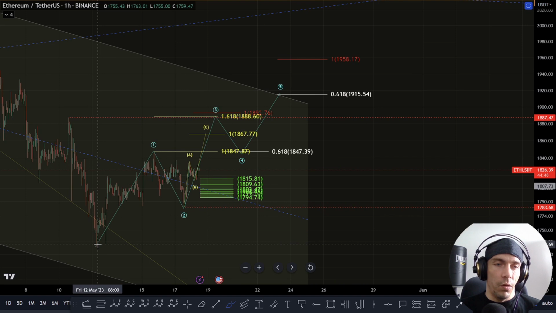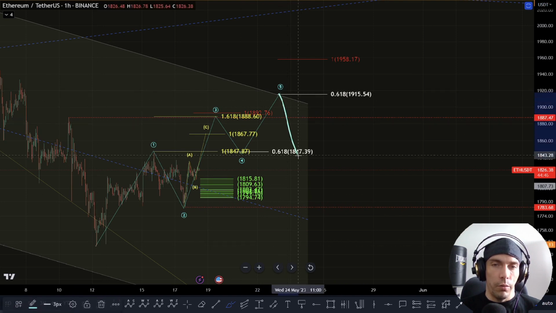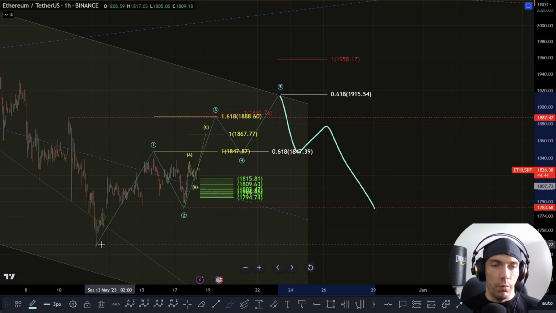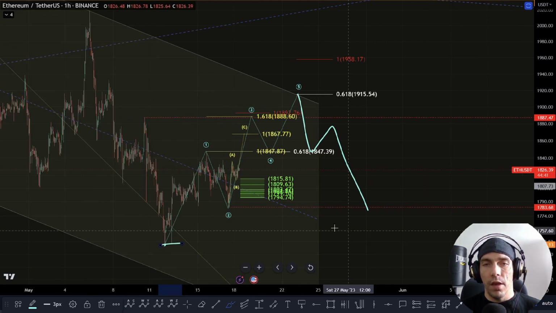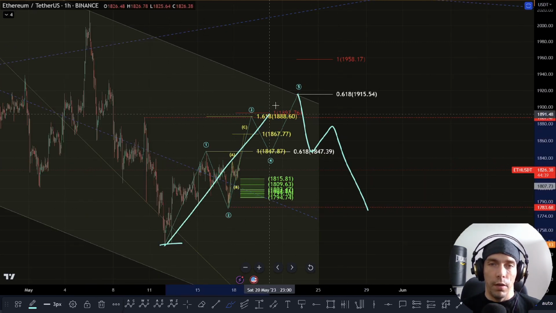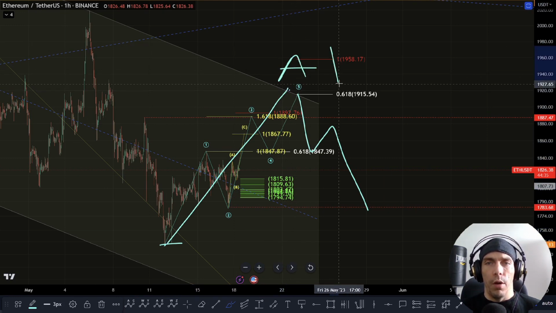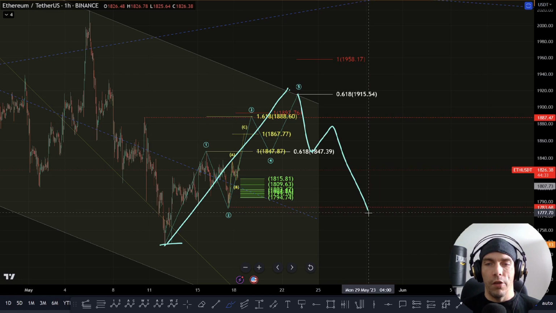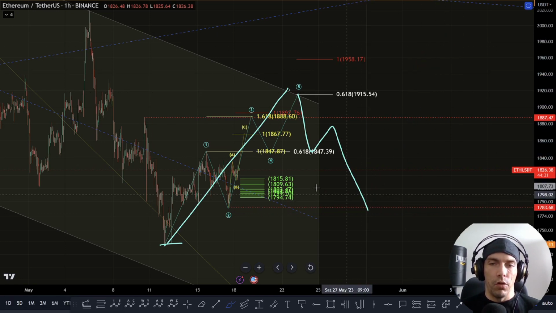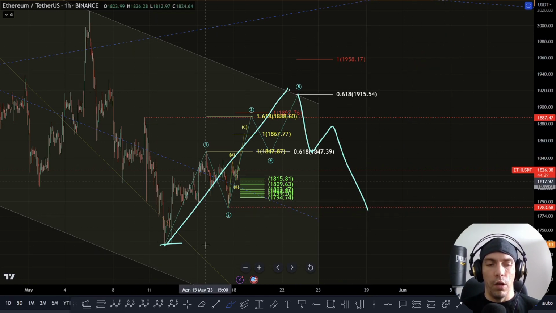Now, if this is not a C wave, what we'd be on the lookout for is that potential of a 3-wave move down, which actually maintains these lows here, in which case we can start to argue that this could be either a bigger A wave here or a wave 1, and then we'd be looking for that potential of a breakout from that retracement if it manages to hold these lows.